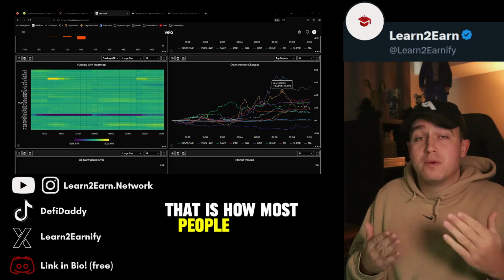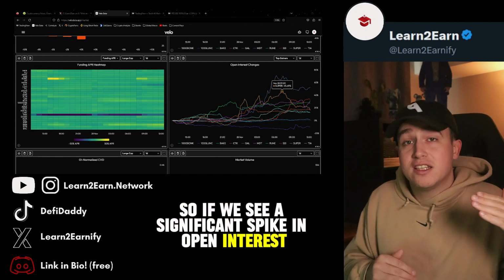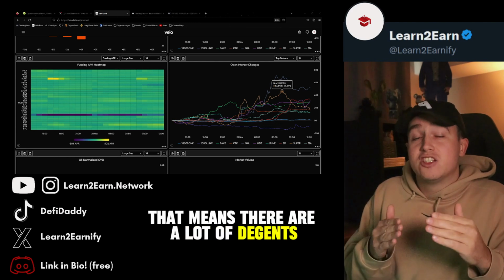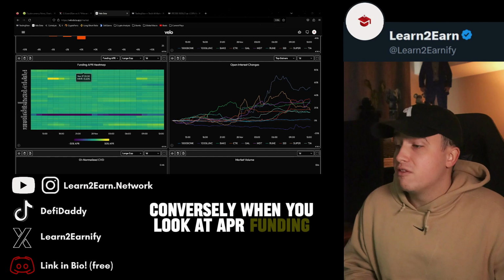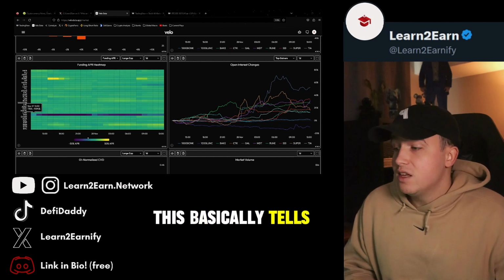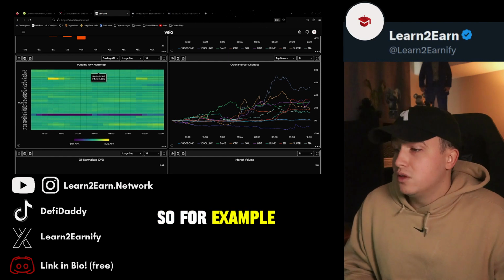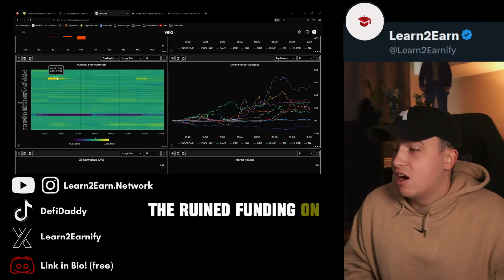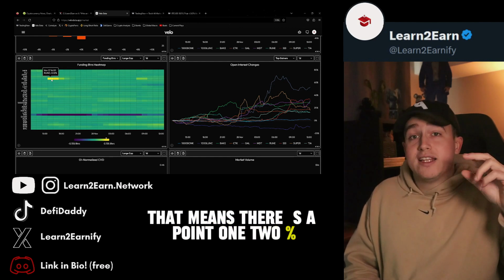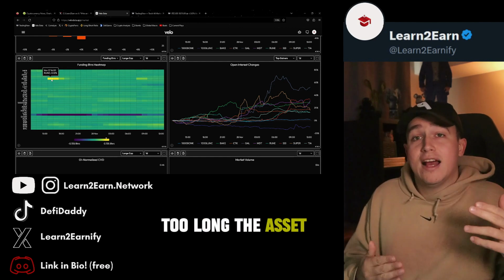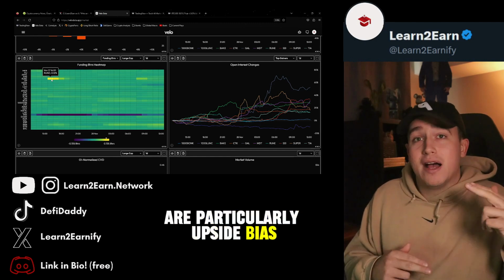That is how most people access leverage. So if we see a significant spike in open interest, that means there are a lot of degens trying to catch this volatility. Conversely, when you look at the APR funding heat map, this basically tells you the premium to long or short the asset. So for example, the Rune funding on 8 hours is 0.12%. That means there's a 0.12% captured every 8 hours to long that asset, i.e. the degens are particularly upside biased.